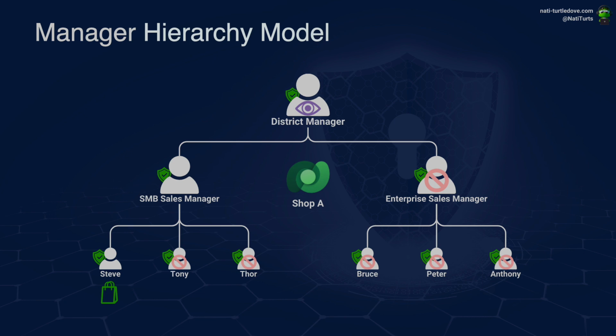Now, similarly, if the SMB sales manager were to create a sales record himself, following the manager hierarchy model, the district manager, again, would be able to interact and see the sales manager's record. So that's how the manager hierarchy model kind of restricts and releases data following a hierarchy model without having to mess around with further security roles.